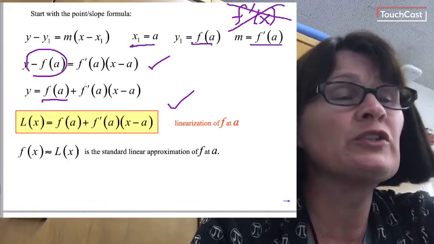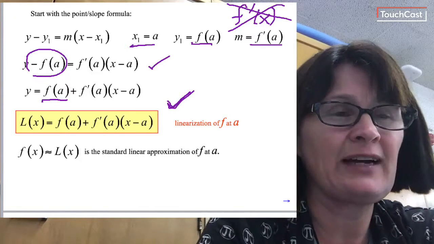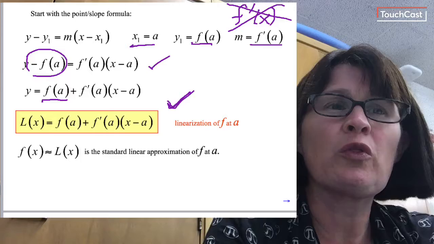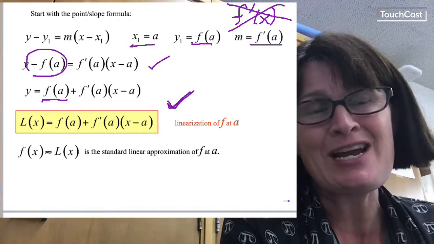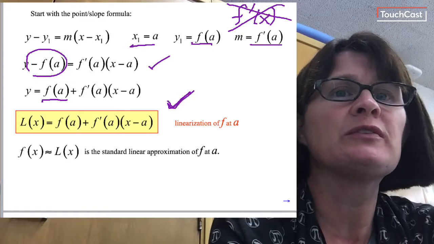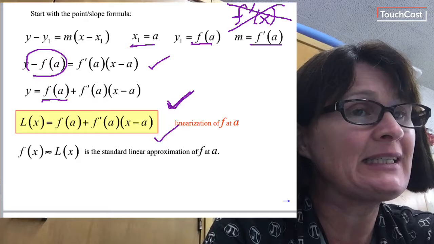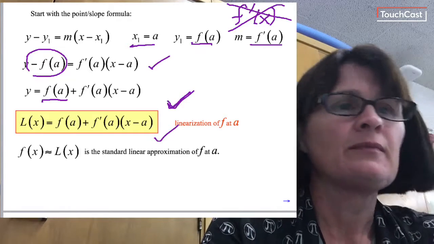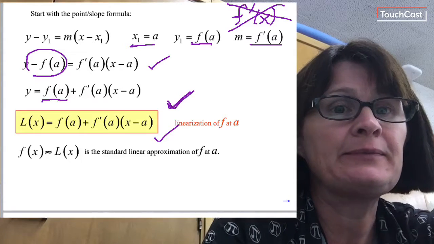And then once you have a linearization of a function f at a particular x value, then if you need to know the y value of your original function at some x that's near the x you know, we can use this linearization to approximate it. So f of x is going to be approximately equal to L of x as long as the x value that I use is near a.